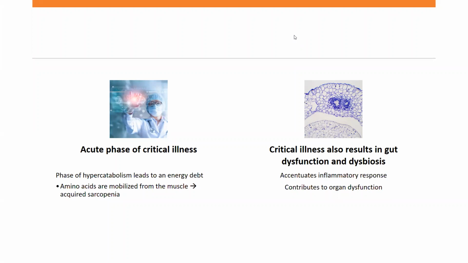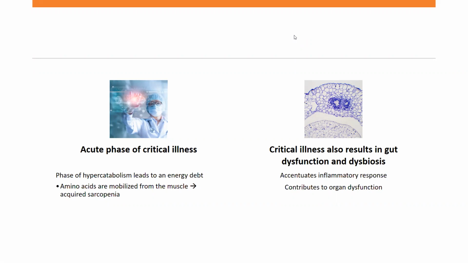Part of the reason why is that the acute phase of critical illness is a phase of hypercatabolism, and it leads to energy debts. In this phase, your body, to compensate and meet that energy debt, is breaking down protein. Amino acids are being mobilized from the muscle, and that leads to acquired sarcopenia. Very early on, within that first week of the acute phase, you can see how weakness, frailty, sarcopenia, and wasting set in fairly early.